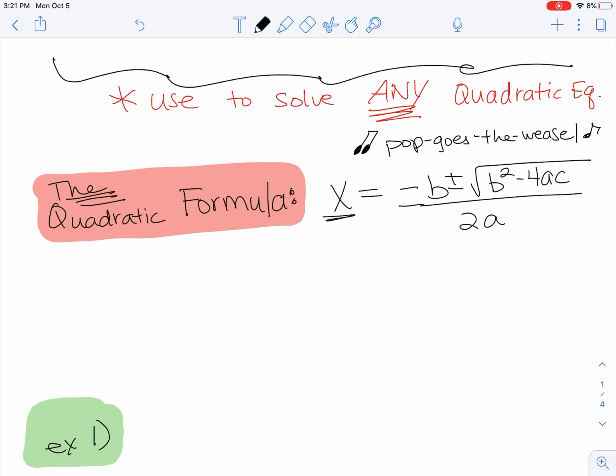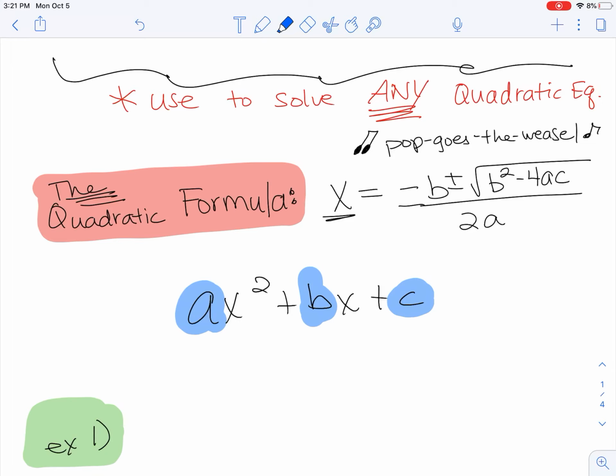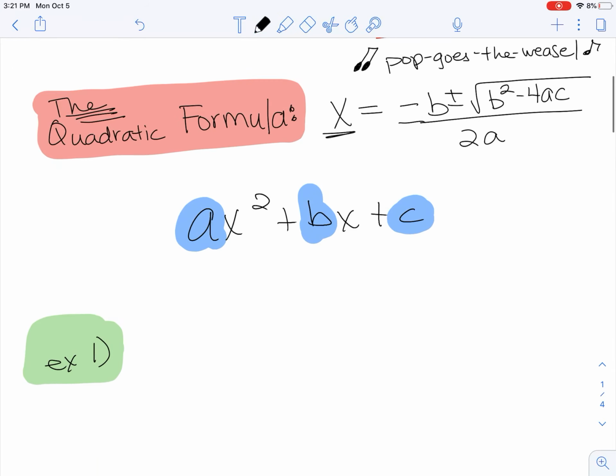And remember that this comes in terms of when we have the quadratic formula, ax squared plus bx plus c. Keep in mind, this is our a term, this is our b term, and this is our c term. It never has an x in the a, b, or c. It's just what's in front. Okay? So for example number 1, let's just say they asked us to solve x squared plus 3x equals 2.